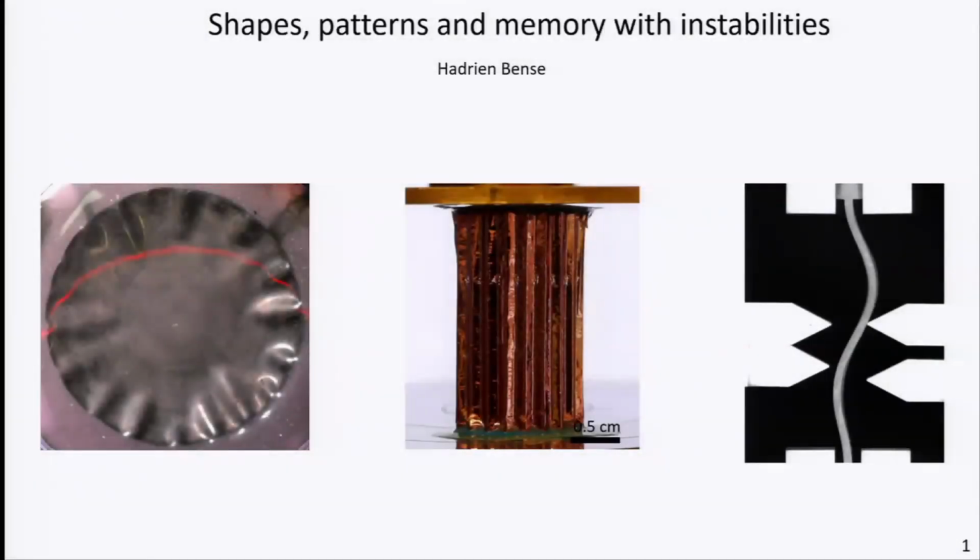So yeah, I'm trying to show you how we can use mechanical instabilities to create some form of complexity in the systems. And the complexity here would mean shape changing or patterning, or studying memory effects. And I will define what these memory effects are. And we'll go through these three systems that are depicted here. And we'll start with this one, the wavy black thing.